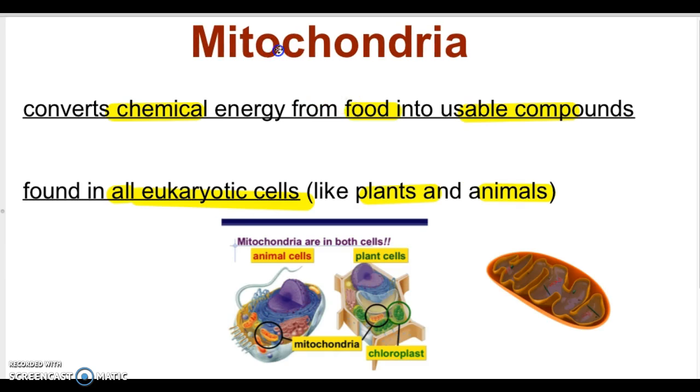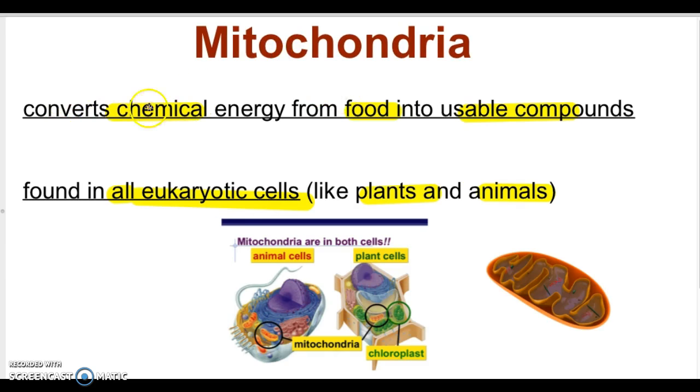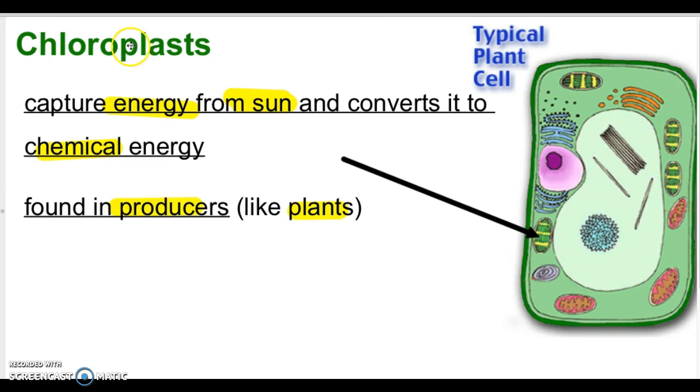The mitochondria is another organelle I want to review with you. It converts chemical energy from food into usable energy for the cell. All eukaryotes, like plants and animals, have mitochondria. They actually have a couple of mitochondria in just one cell itself. Chloroplasts are green structures found in producers like plants that take energy from the sun and convert it into chemical energy to be used by plant cells.